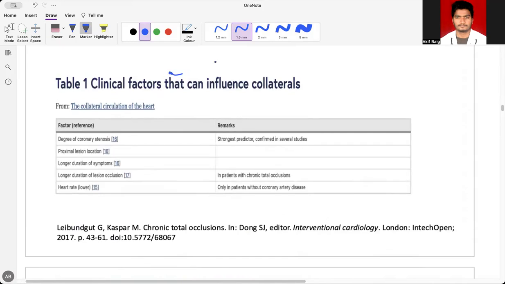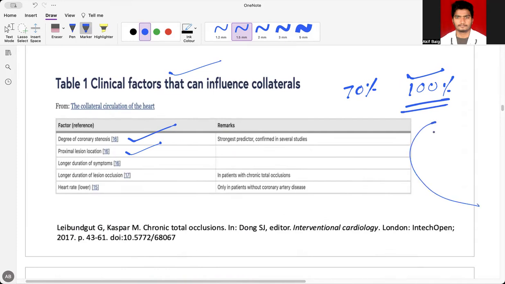Coming to clinical factors that can influence collaterals, first is the degree of coronary stenosis. Suppose the degree of stenosis is 70% in one patient and 100% in another. The amount of collateral formation will be higher in the patient with 100% stenosis when compared to 70%. Proximal lesion location will have higher chances. Suppose this is the right coronary artery. An occlusion in the proximal part will have higher chances when compared to an occlusion in the distal part somewhere here.